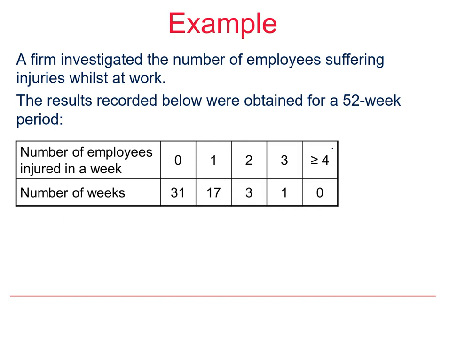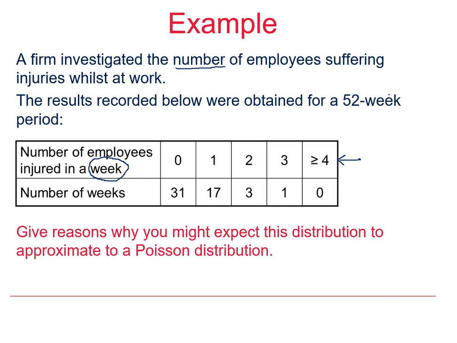So if we look at an example here, we are certainly counting something. We're looking at the number of employees suffering an injury, within a defined time period, a week, and we have discrete outcomes here. So certainly the Poisson distribution would be one to consider to model this data. We now need to consider the conditions we need for the Poisson distribution, to see whether we think this model might work.